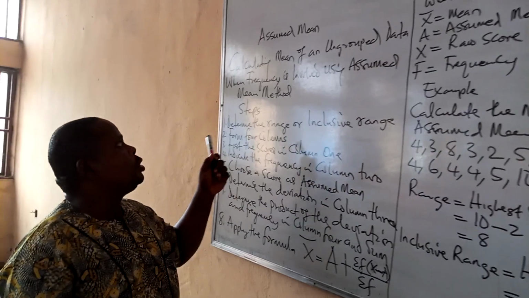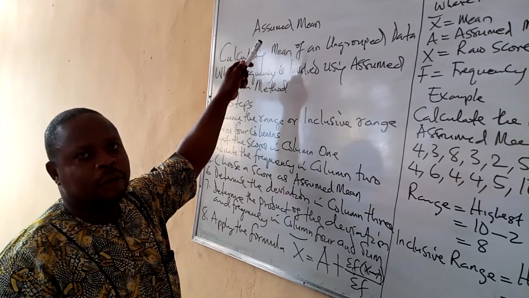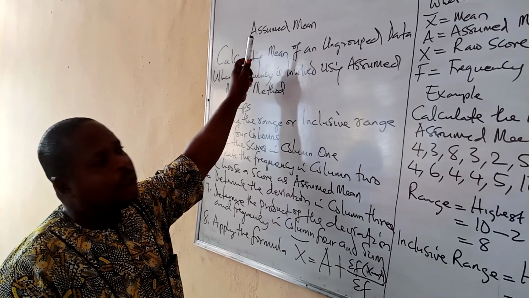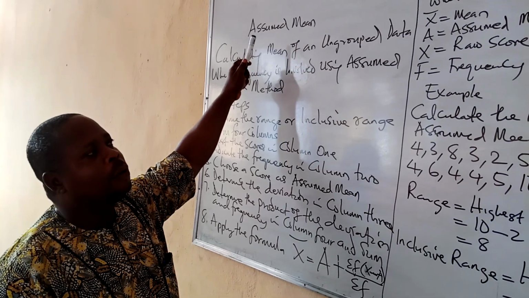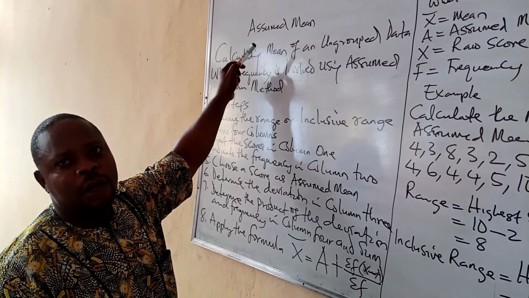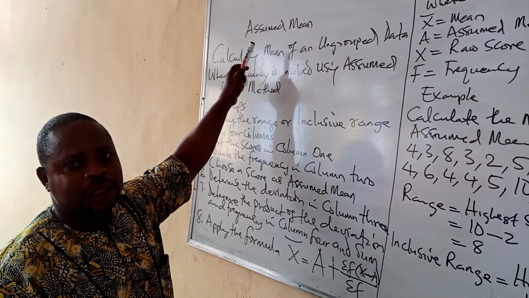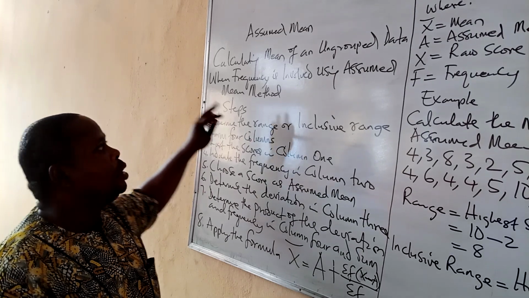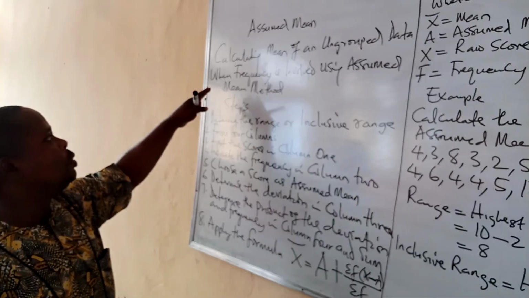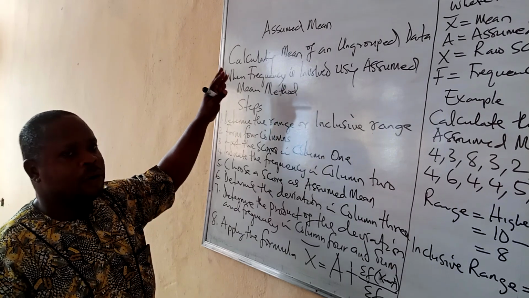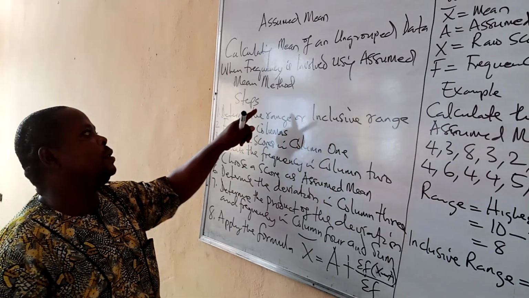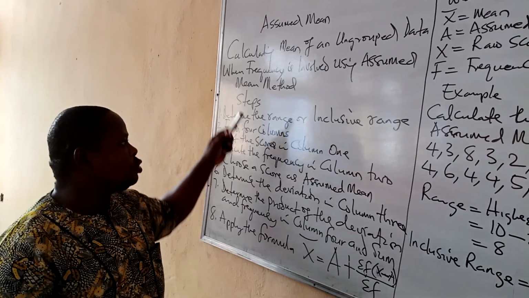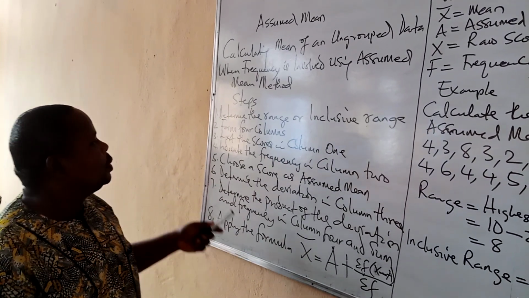This is a continuation of the lesson we already had on the assumed mean method. In the first example, we discussed how you can calculate the mean of ungrouped data with frequency using the assumed mean method. In this particular example, we want to calculate the mean of ungrouped data with frequency using the assumed mean method. And it also has its steps.